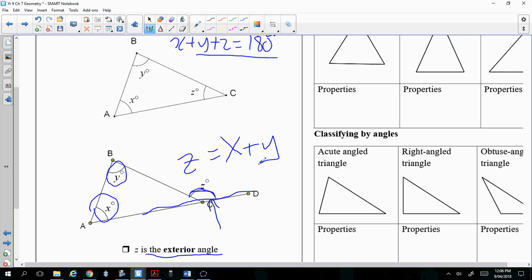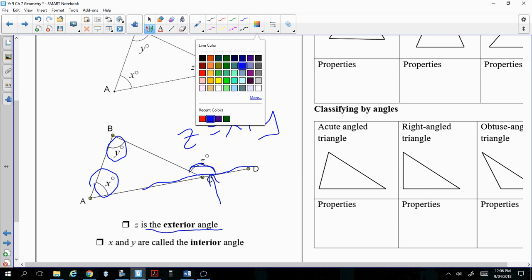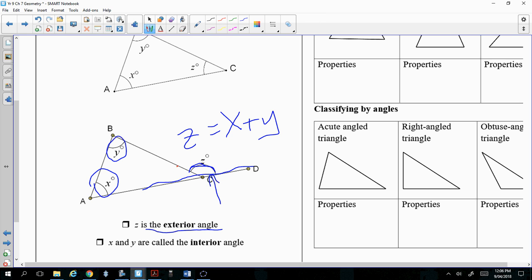Another way to find z is to subtract this angle from 180, or you can find z by adding these two angles together. So these two angles add up to z. And why do they add up to z? Because to work out this angle, you do 180 minus x minus y, and if you subtract that from 180 again, that gives you x plus y. But we don't have to do it twice. We can do it in one go. x plus y is z.